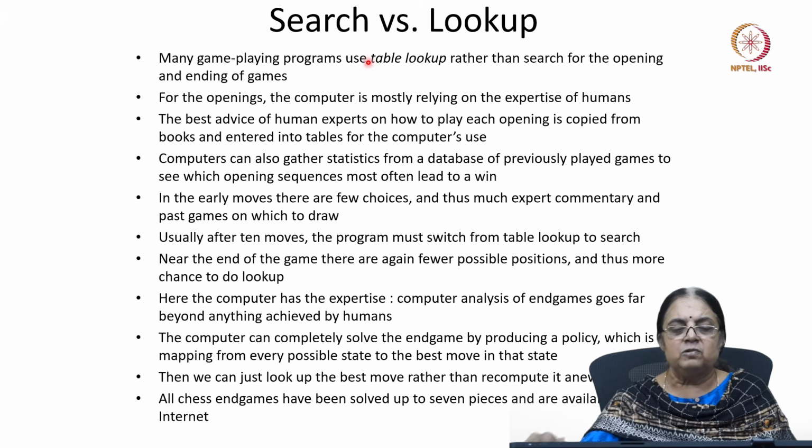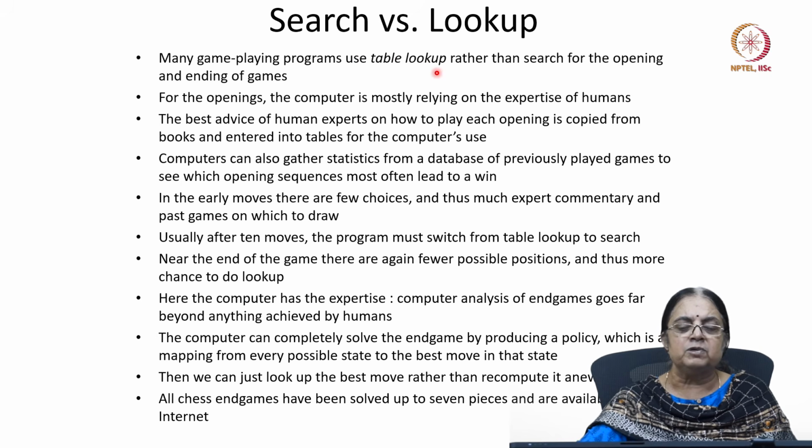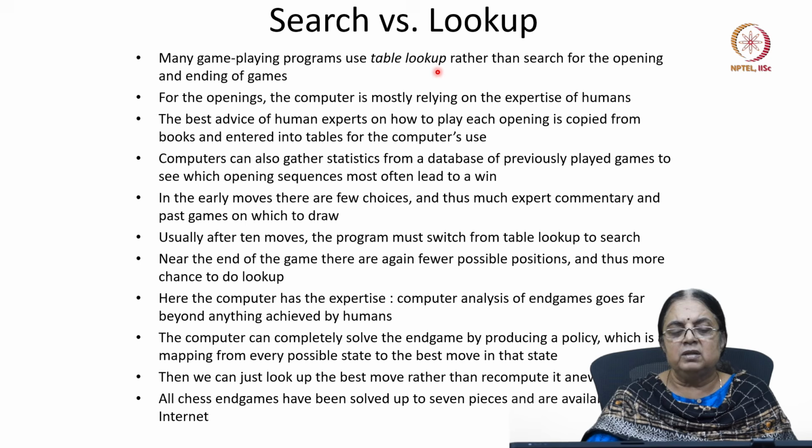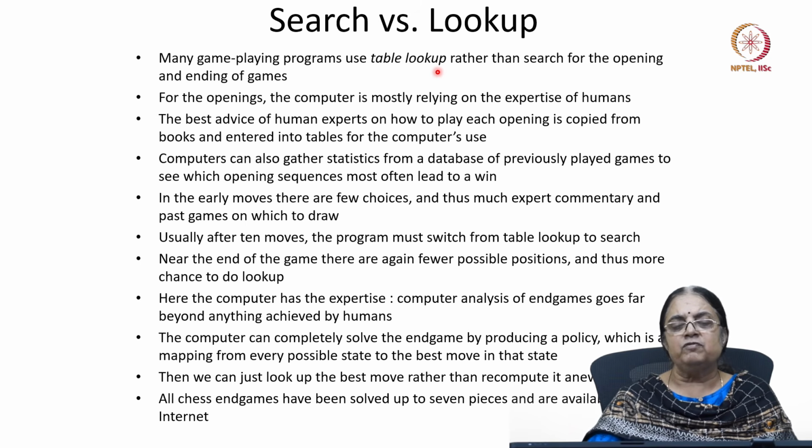So what they do is the best advice of human experts on how to play each opening is copied and entered into the computer for use. So you have a database and it uses that for finding the opening sequence of moves. But after around 10 moves, it needs to switch from the table lookup to the search. The table lookup is no more going to work, right? And again, towards the end of the game, there are fewer possible positions, and again, you can do a table lookup. So here the computer analysis of endgames is done.